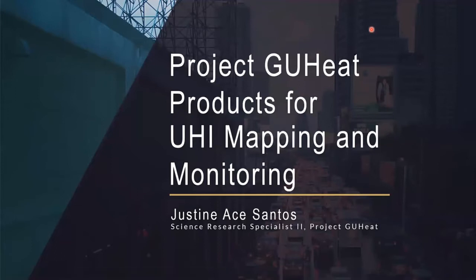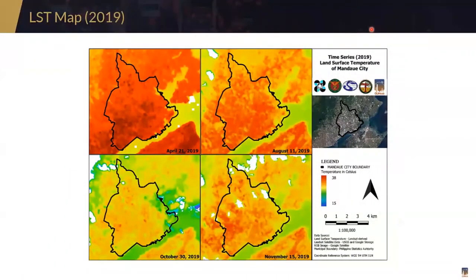So to start, these maps that I'm showing you are the land surface temperature for Mandaue City in the year 2019. As we can see in the legend, going from low temperature to higher temperature, we have blue, green, yellow, and up to the red regions. Then if you look at April, the hotspots, the highest temperatures here, are the darker red regions. These same regions we can observe in the other months.